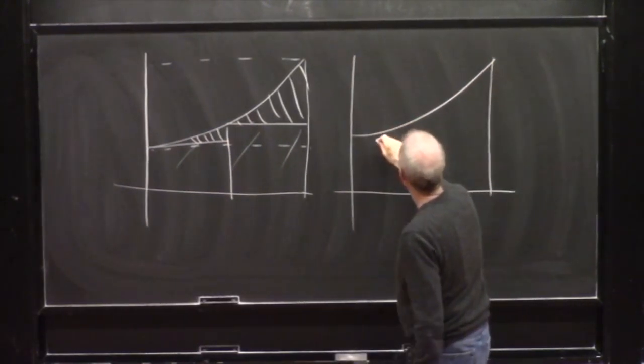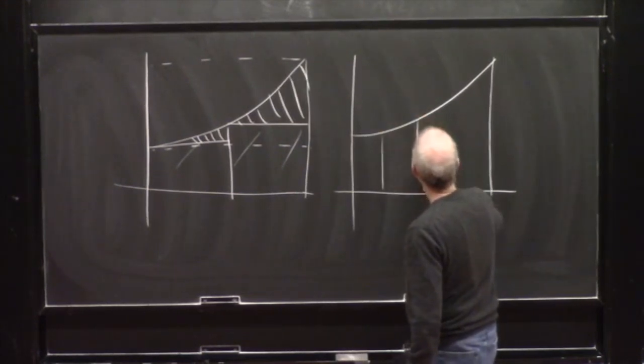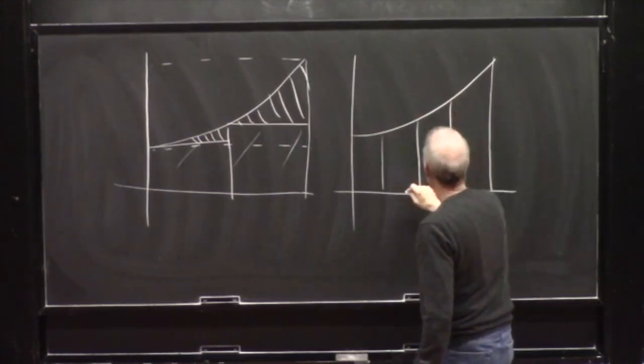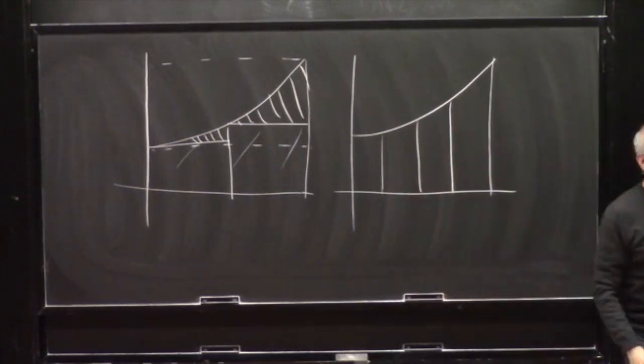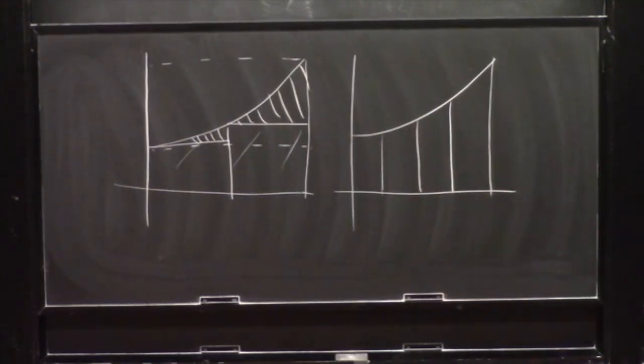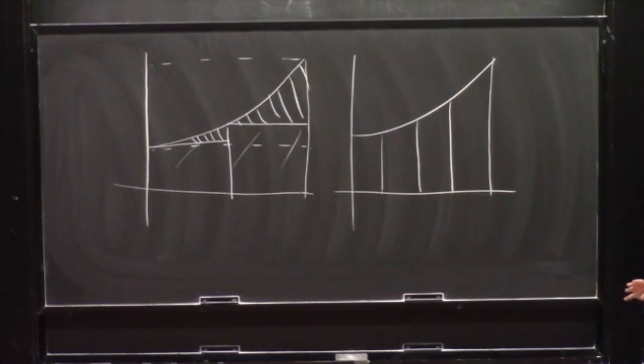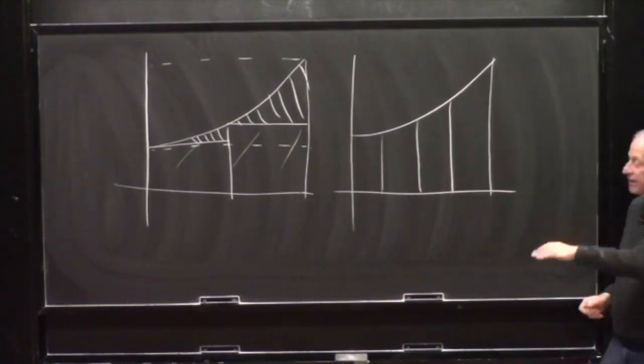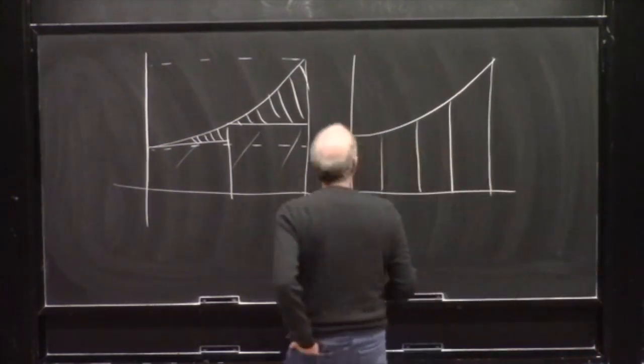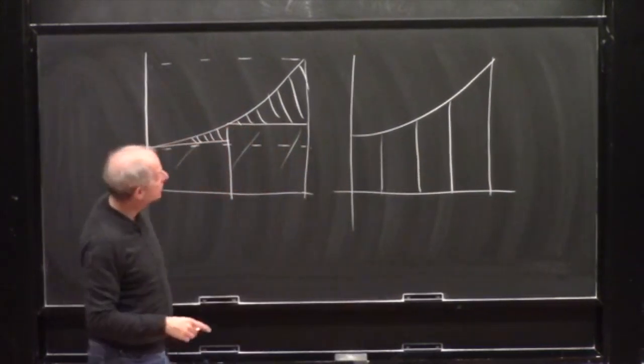Why don't I cut it into 4 rectangles? So how do you find the area of a rectangle? The area of a rectangle is base times height. So I take this region and I cut it into 4 identical intervals. Now that'll give you the base of each of these rectangles. To find the height is the y value.